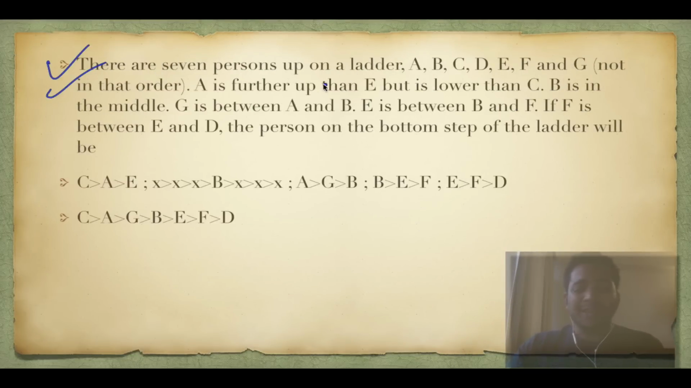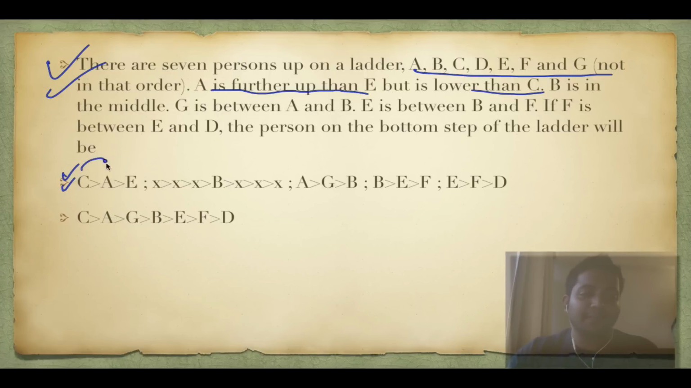Then it's a simple logic question. Do not apply more than your head. There are 7 people. Obviously they are not in that order, otherwise the question does not arise, right? They cannot be in that order. A is further up than E, but lower than C. So this condition is fulfilled.